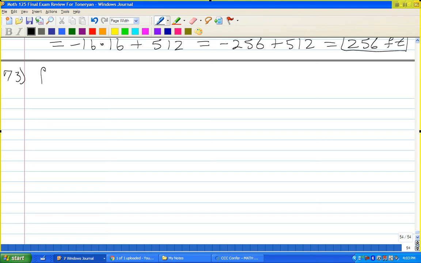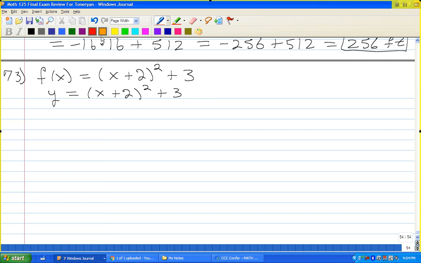f of x is equal to (x plus 2) quantity squared plus 3. Sketch the graph of the quadratic function using transformations. So show at least 3 points on your graph. Give the vertex and axis of symmetry. Okay, so let me write this as y is equal to (x plus 2) squared plus 3.